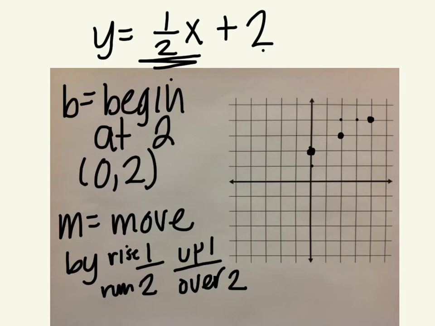And again, if I wanted to go backwards, instead of going up, I would go down 1. And instead of going to the right 2, I could go to the left 2 to put my point there. Now I have my line with my arrows at the end. Here's the linear graph for the linear equation of y equals 1/2 x plus 2.